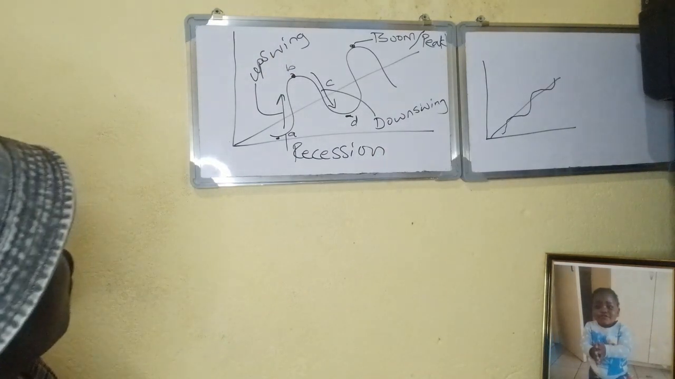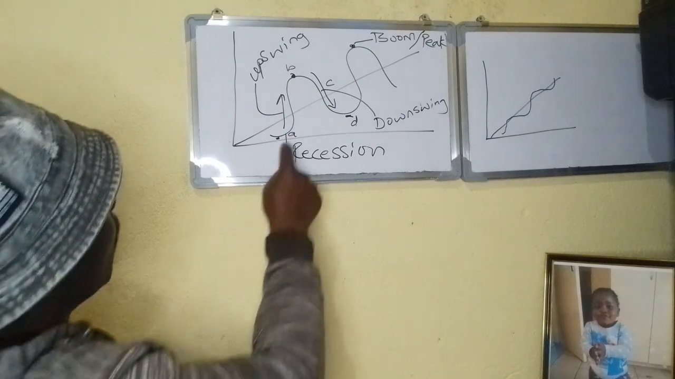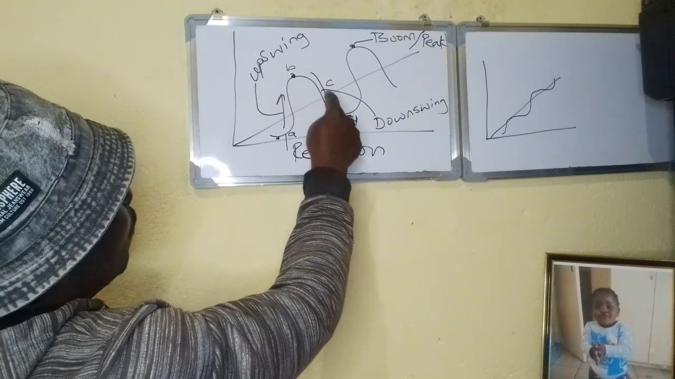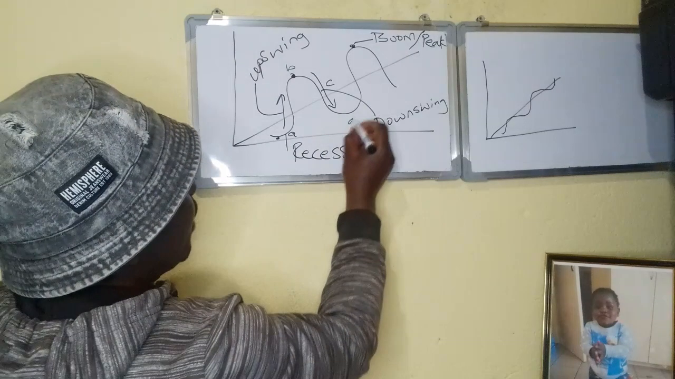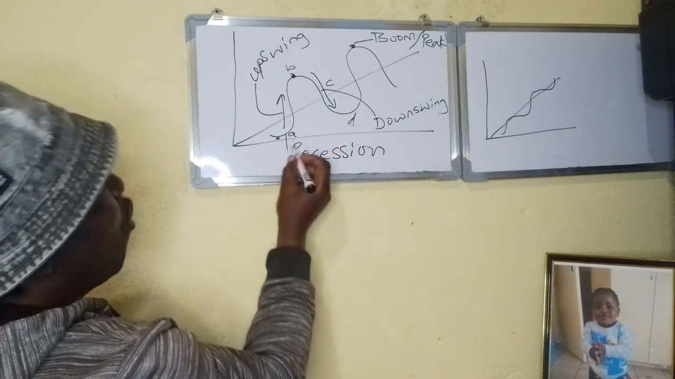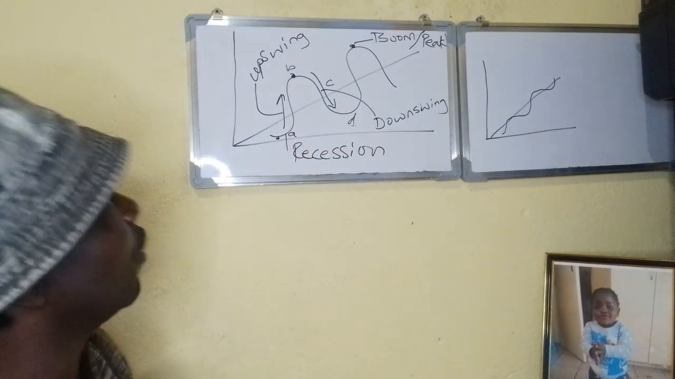And then, let me see, did I mention all of them? 1, 2, 3, 4. Yes, this one I just repeated it. But in any case, it doesn't matter. This is another recession or a trough. It's also called a trough.